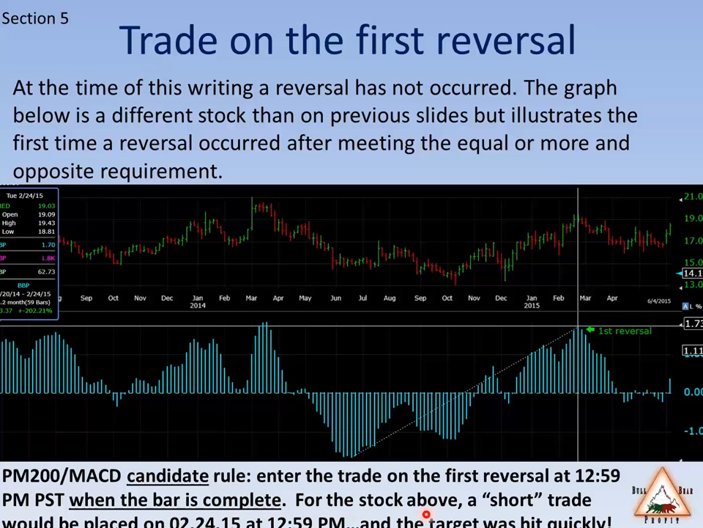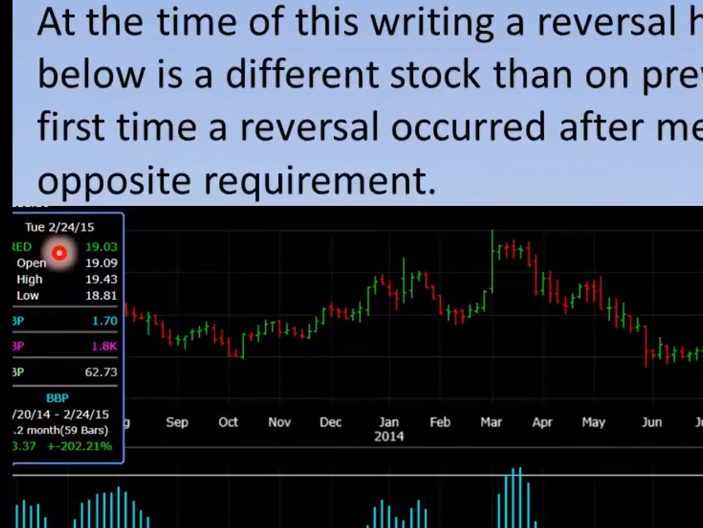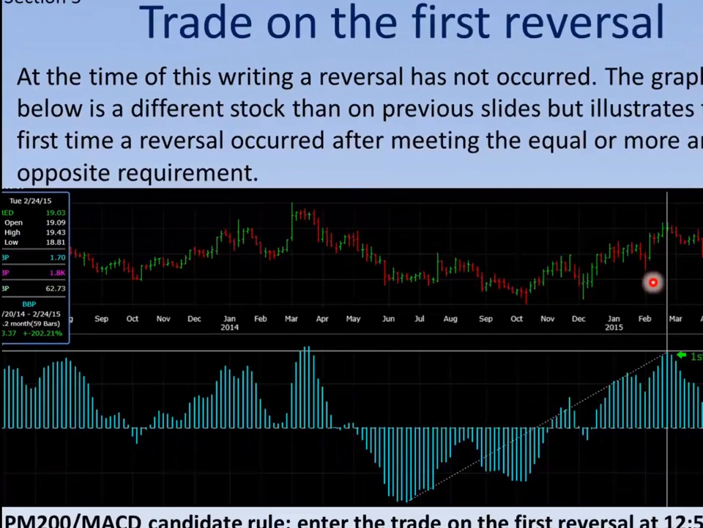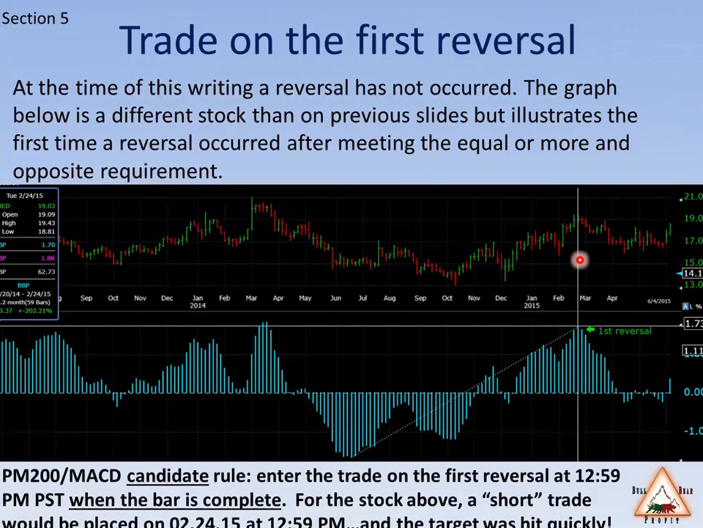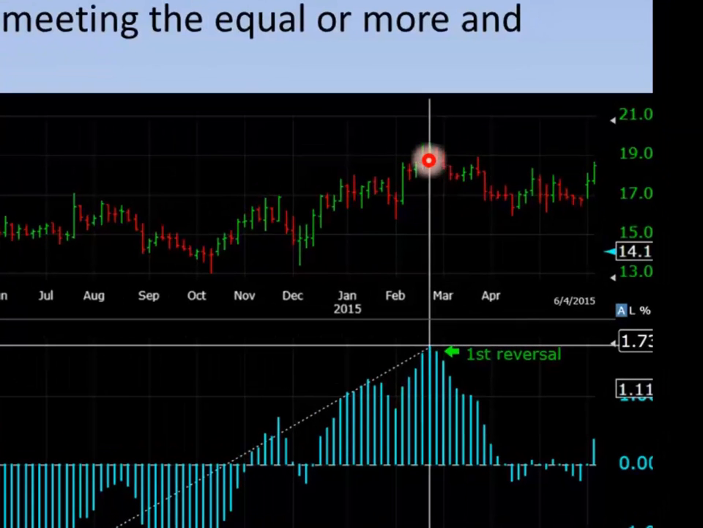So for the stock above, a short trade would be placed on February 24th, which is showing an indicator box here. This indicator information, this data, is all what this vertical line is pointing to. So we would short the trade, placed on February 24th, 2015 at 12:59, and the target was hit quickly. So there's the first reversal, and all of this here is profits because we're doing a short.